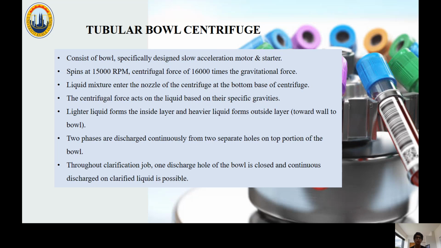As the liquid mixture enters continuously inside the centrifuge, two phases are discharged continuously from two separate holes on the top portion of the bowl. Throughout a clarification job, one discharge hole of the continuous discharge of clarified liquid is possible.